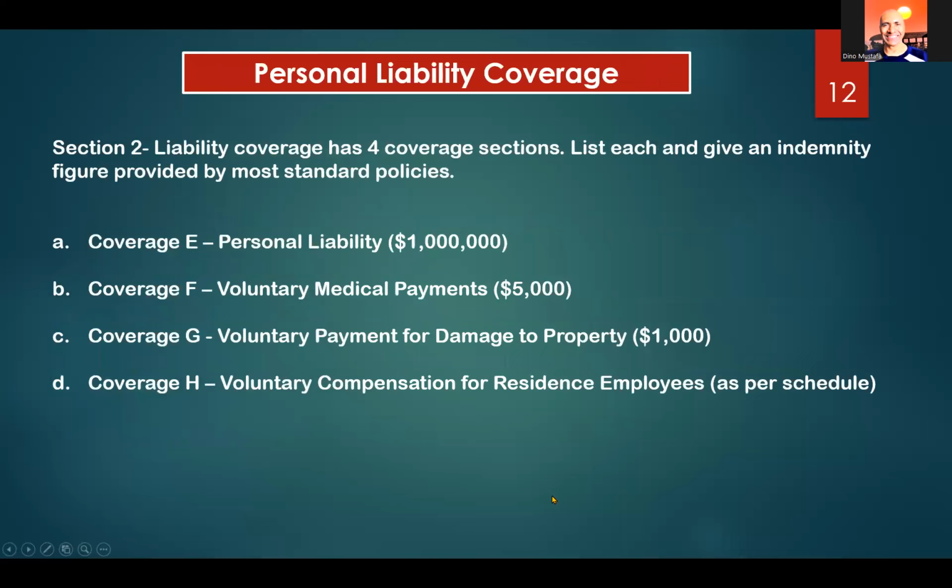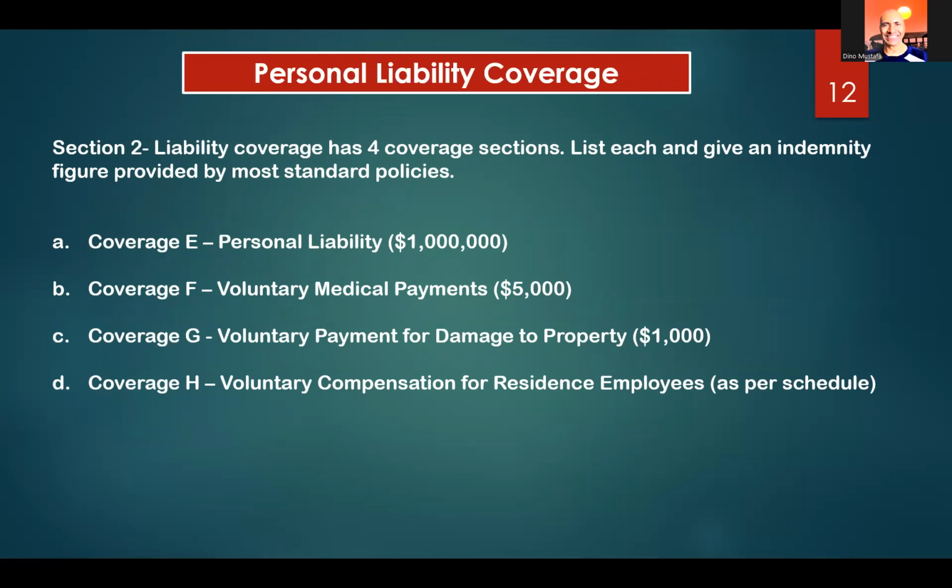So the liability coverage has 4 coverage sections. List each and give an indemnity figure provided by most standard policies. What that means is, when you look at either your homeowner's policy, tenant, or condo policy, they all have the same coverages: E, F, G, and H.